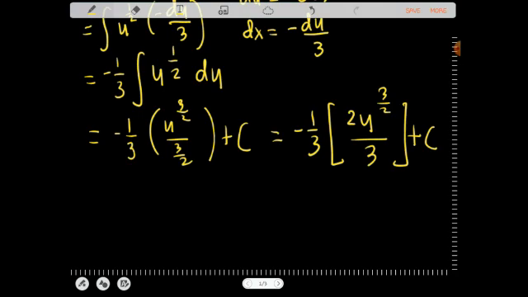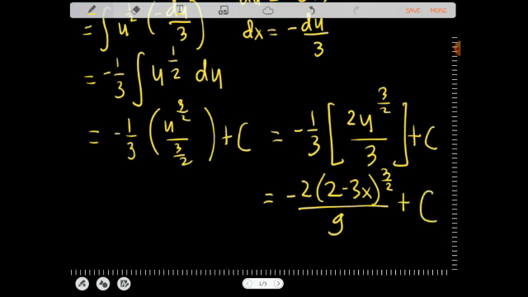Okay, so dito pwede natin siyang i-multiply. Negative 1/3 times 2 over 3. So this is just equals to negative 2 times the quantity 2. Okay, palitan ko na yung u natin na 2 minus 3x. Okay? Raised to 3/2 all over 9. Okay? Kasi na-multiply na natin yung negative 1/3 to 2/3 plus the arbitrary constant c. So, ito yung ating final na answer for our number 1. Next.